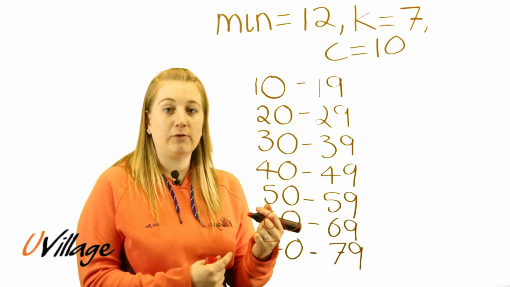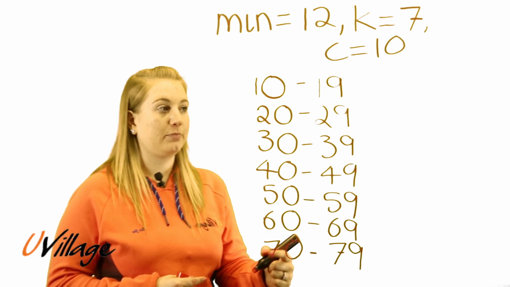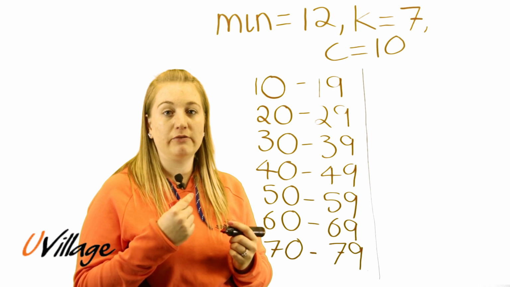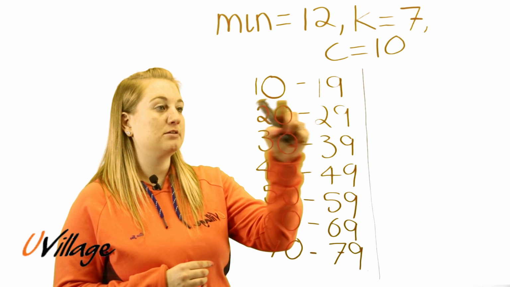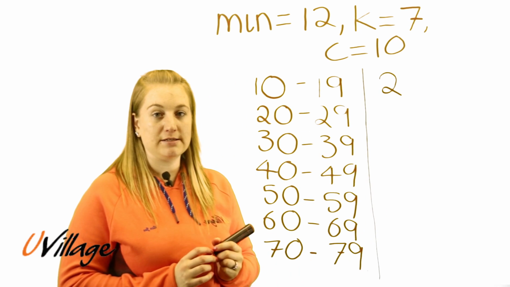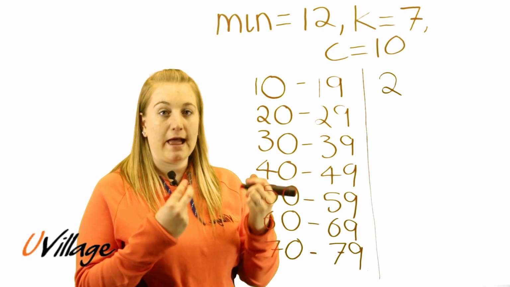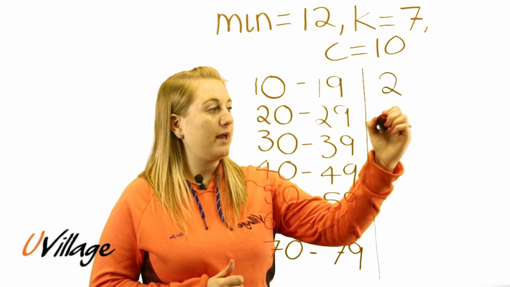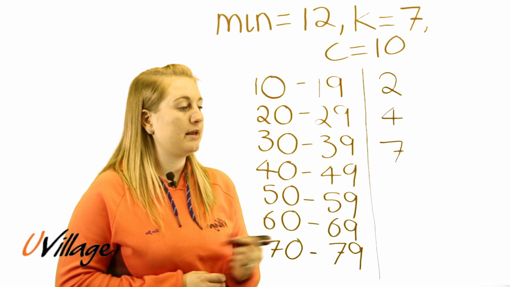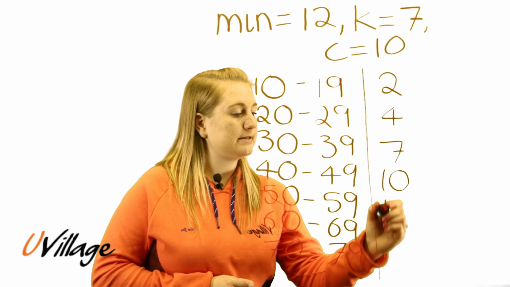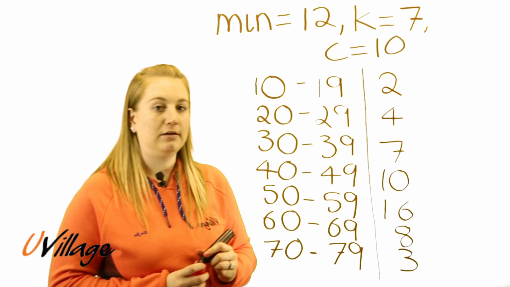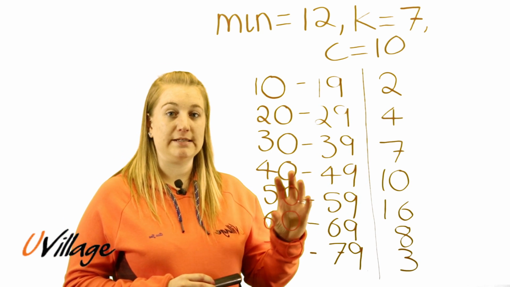Now we can record the frequencies that fall into each of these classes. So if we have a look at our data set, you'll see two values, 12 and 15, that fall into this class interval. So that means there are two values that fall into that class interval, so the frequency is 2. Then likewise for the rest of them, there would be 4 values that fall into that interval, 7 values that fall into that interval, 10 in that, 16 in that, 8 in this, and then 3 in your very last class. Now this would be your frequency distribution.